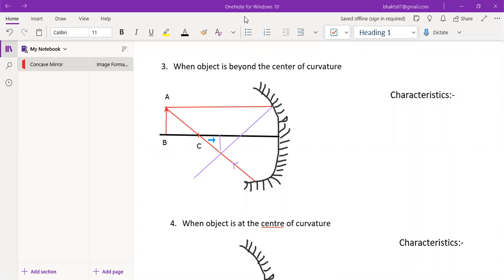We come to a conclusion that when object is beyond the center of curvature, that is C point, the image is between the focus and the center of curvature. Now let us see the characteristics of the images as we see always. The image so formed will be real, inverted, and also diminished.